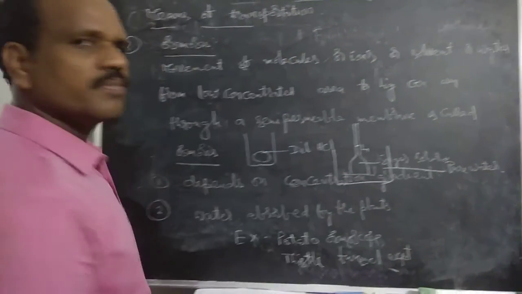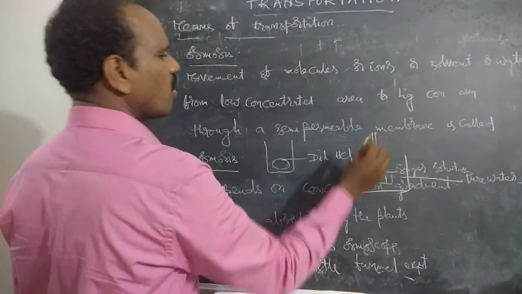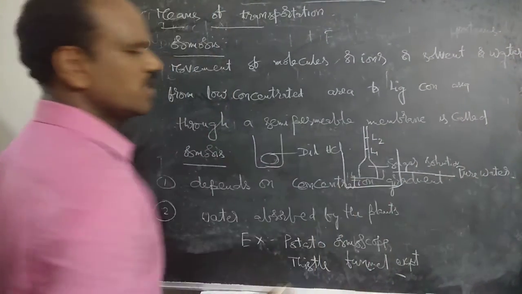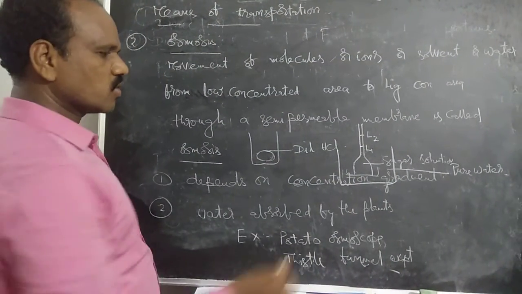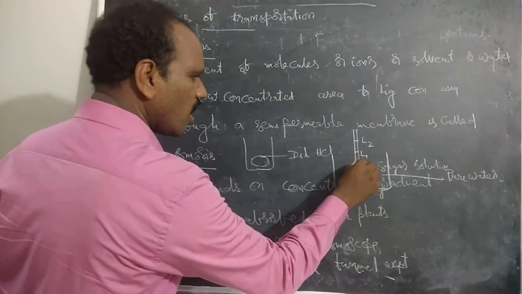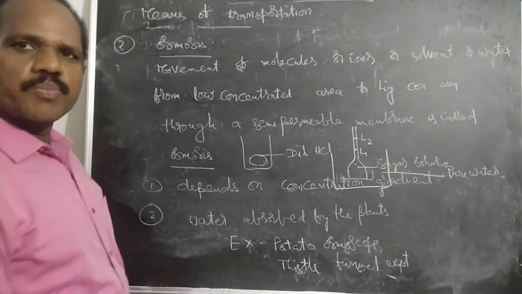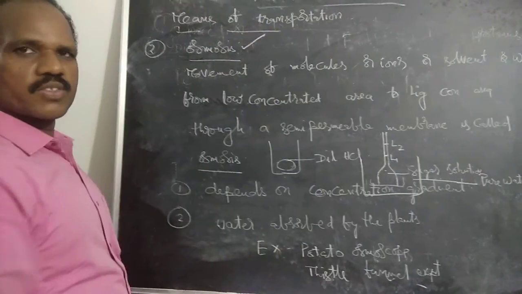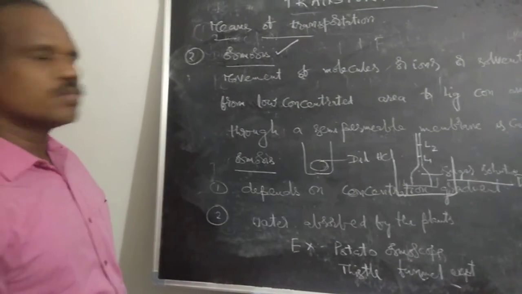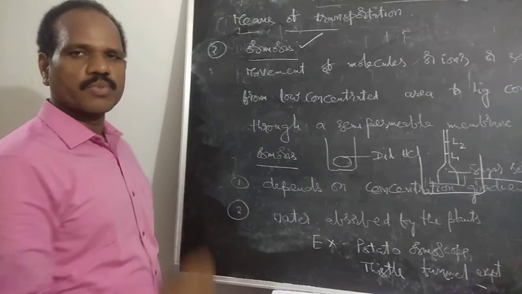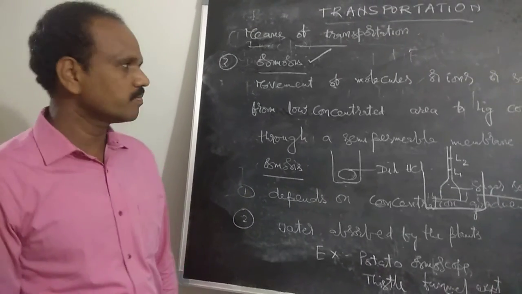After some time, there is a rise in the water level of the thistle funnel due to the process of osmosis, movement of molecules from low concentrated area to high concentrated area up to equilibrium. That process is called osmosis. These are the two different means or ways of transportation of water in plants.